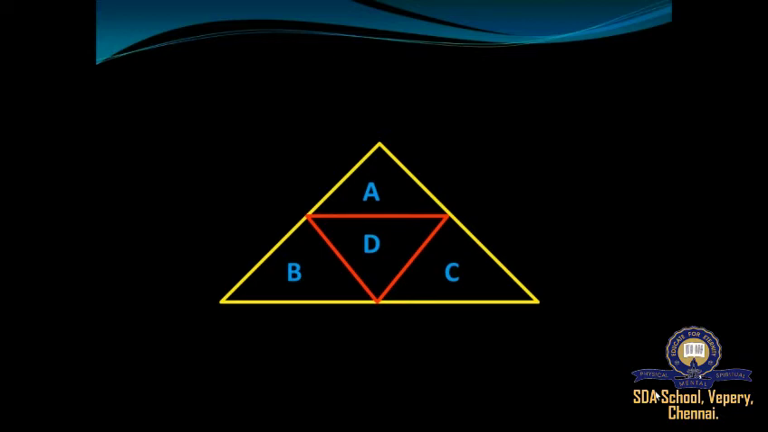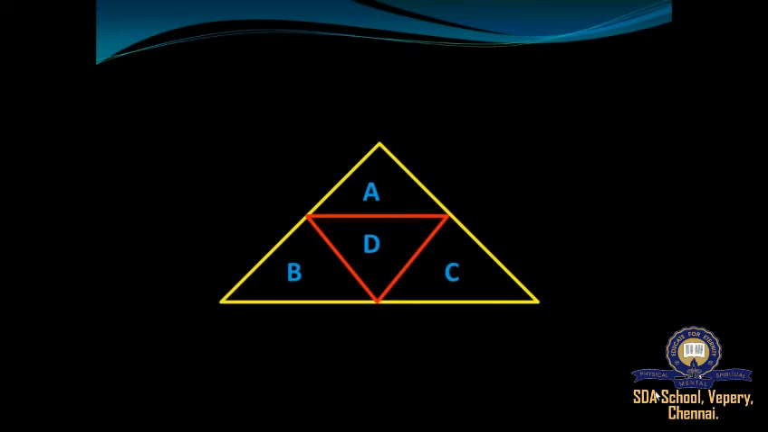When I combine A and D, it doesn't form a triangle, right? Similarly, when I combine B and D, it doesn't form a triangle. When I combine C and D, it does not form a triangle. So we have seen that A, B, C and D form 4 triangles. When I combine AD, BD and CD, it doesn't form a triangle. Now I am going to combine ABD. It doesn't form a triangle, right? Similarly, when I combine ADC, it doesn't form a triangle. When I combine BDC also, it doesn't form a triangle.